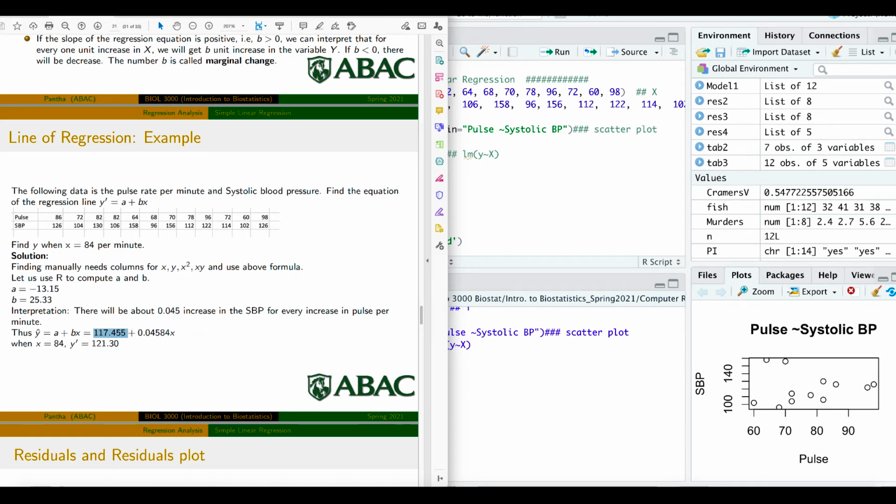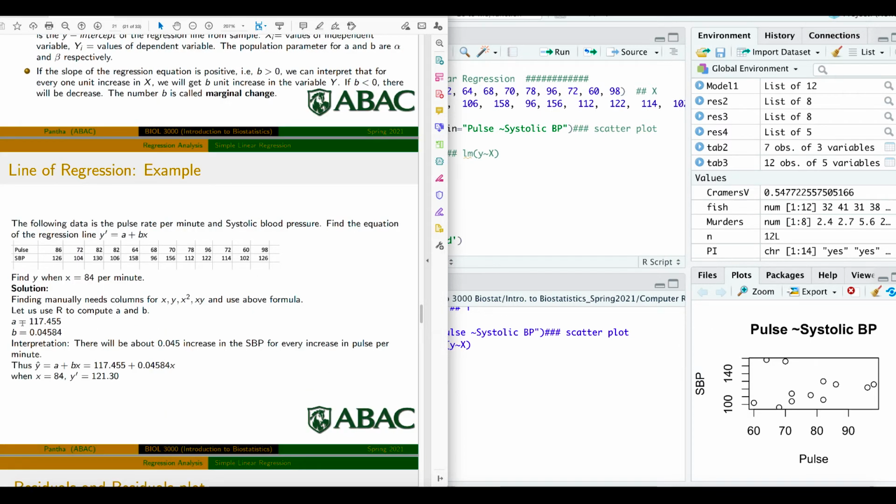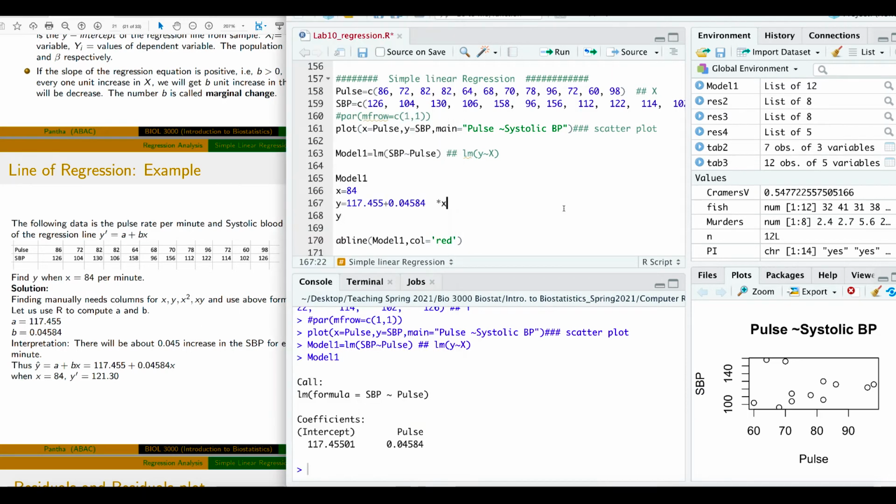Let me make this correction. Okay guys, let me do that. Alright, so A is 117.455. That's what you get from R. And B is 0.04584. You see that? So this is the coefficient of pulse. Coefficient of pulse means the coefficient of x is the pulse. Okay, that's what you get, the slope. That is the B in our case.